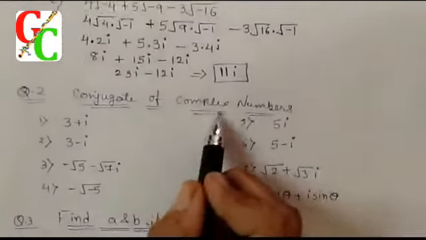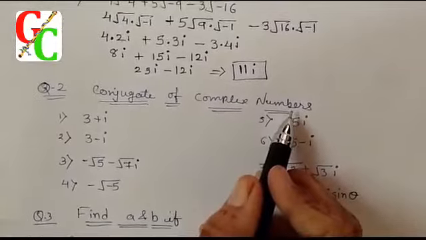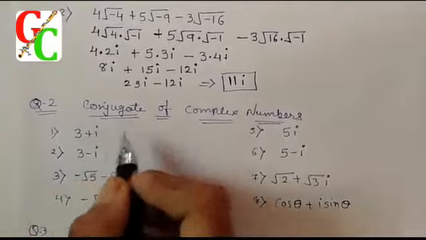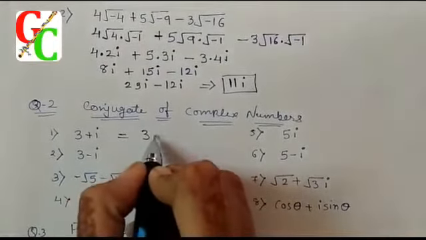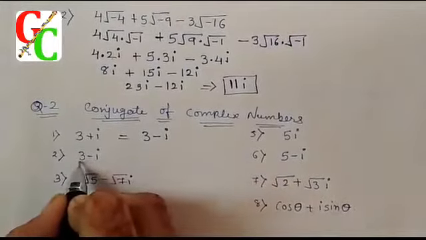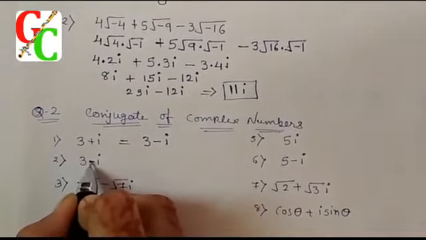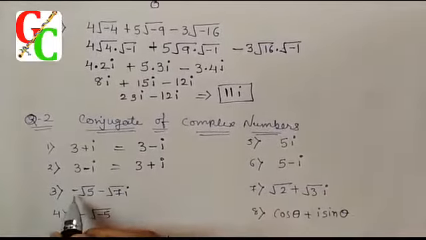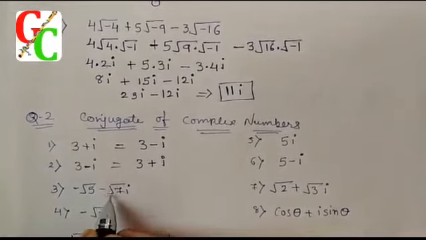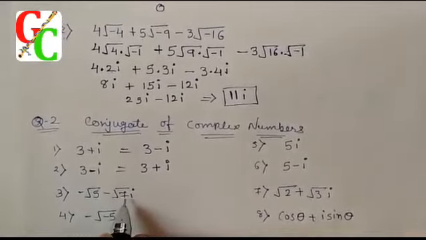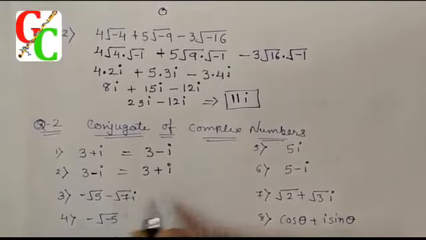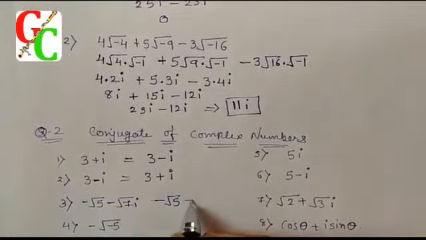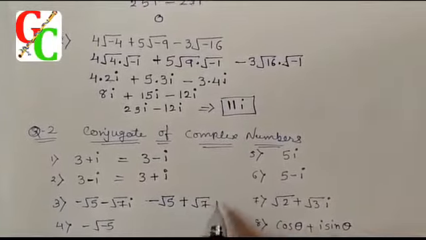The conjugate of the following complex number. When we have to conjugate, we have to change the sign of iota. So 3 plus iota, our answer is 3 minus iota. Next, 3 plus iota minus square root of 5 minus square root of 7i. So the iota sign will change. So minus 5, the minus sign is there, so we put the plus sign, plus root 7 iota.